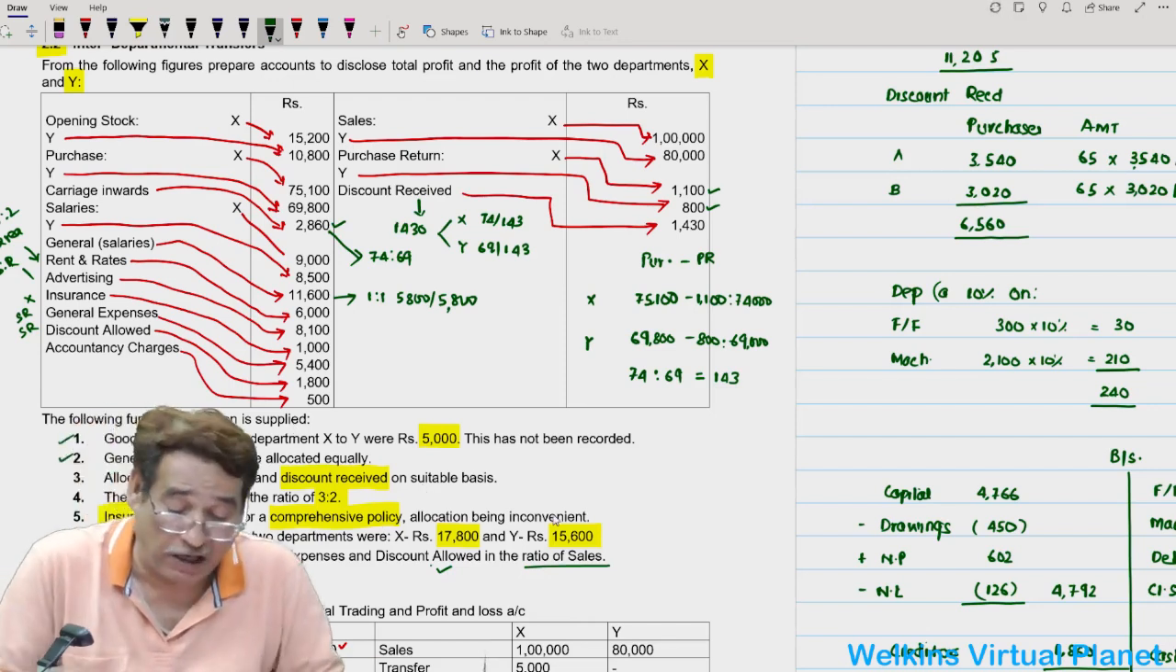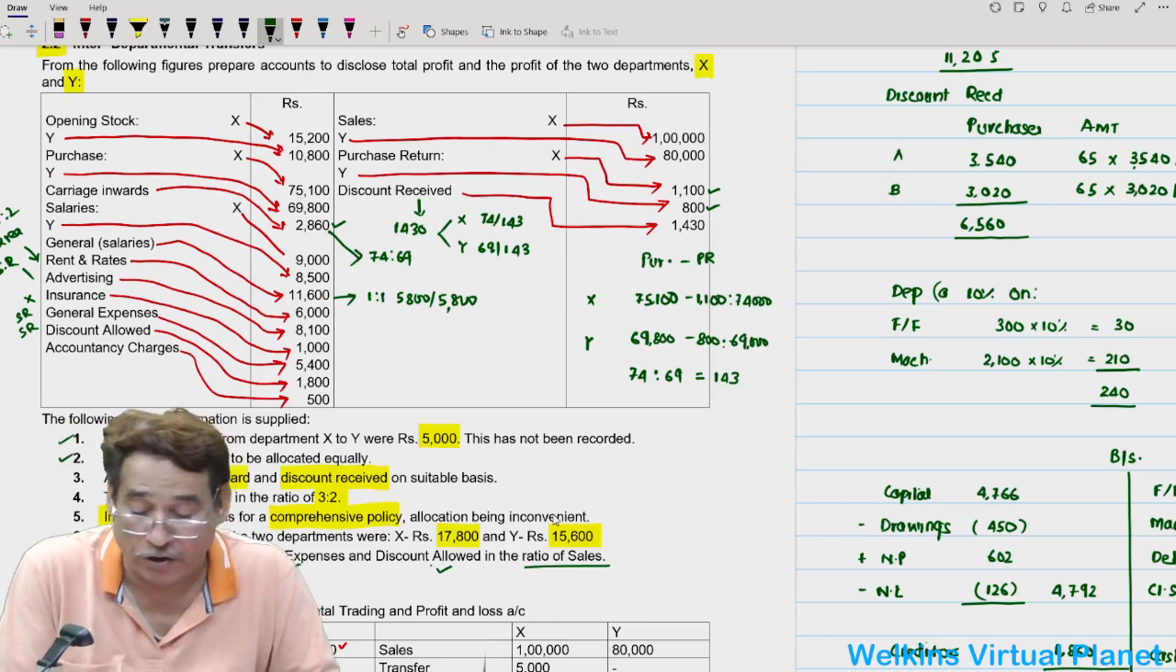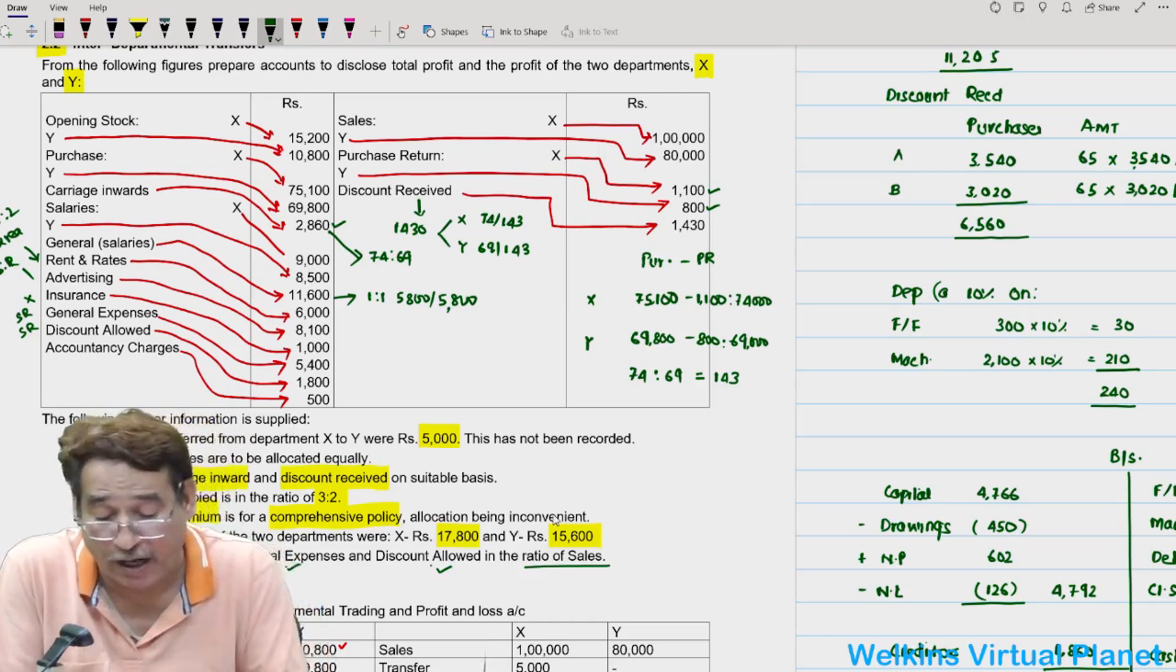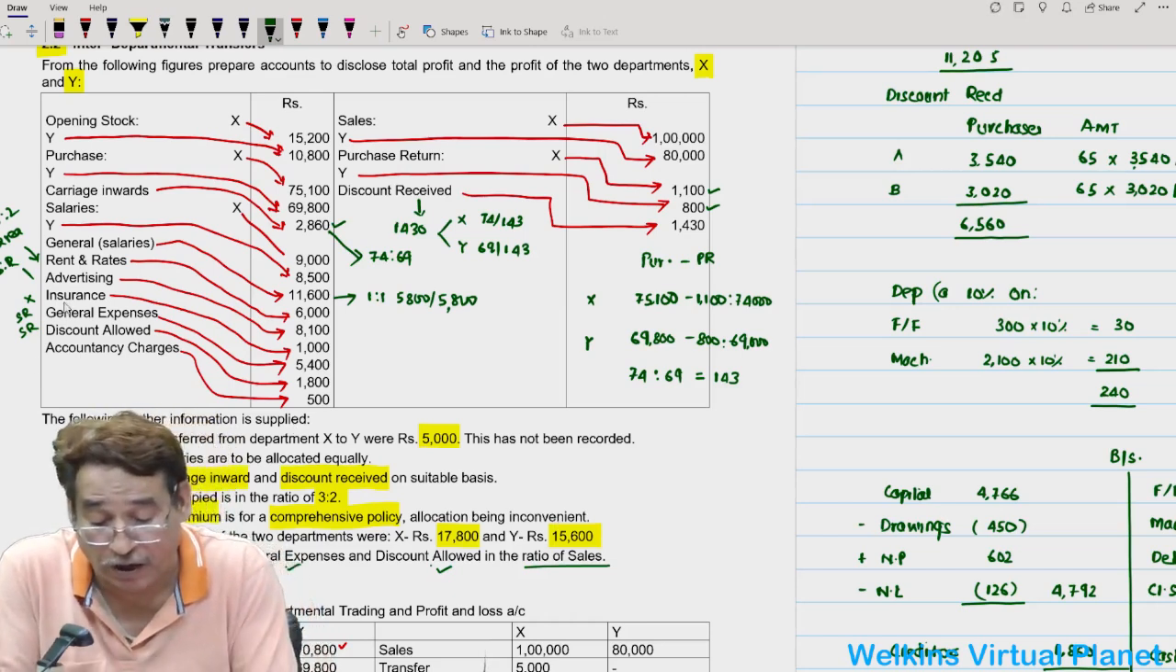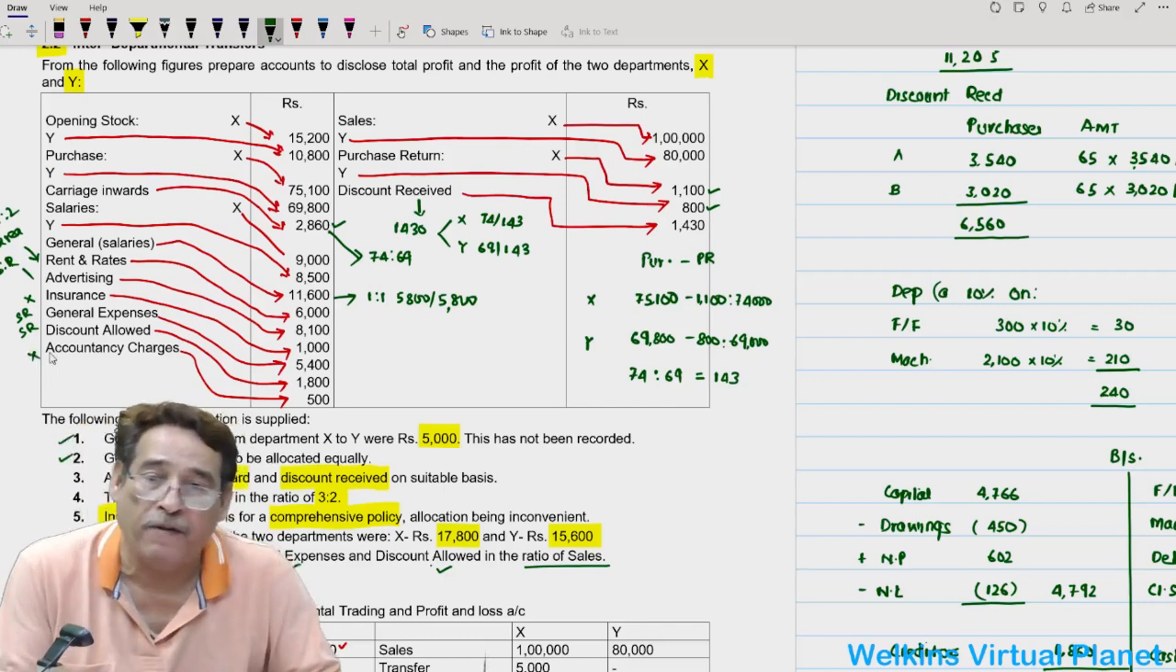But still I will do this particular question. In fact, I have already solved it. There are two items which need a little bit of discussion. One is insurance and I haven't talked about accountancy charges.